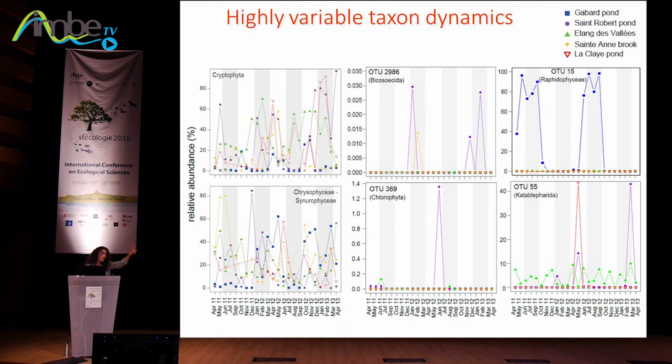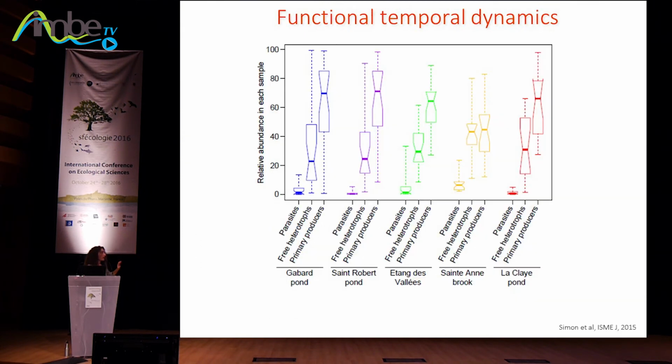But when you distribute your 4,000 OTUs in very broad functional categories like primary producers, free heterotrophs, and parasites, you can observe a remarkable proportionality between primary producers, free heterotrophs, and parasites. In the four shallow lakes, the situation is a little bit different in the brook, in yellow, because the primary producers are lower. This can be explained by the fact that this is a stream, so these are running waters, and in this particular system, most primary production is benthic. So the idea here is that despite all this diversity and dynamics of individual taxa, there is functional redundancy, and there seems to be a particular load for these three functional categories in these ecosystems.